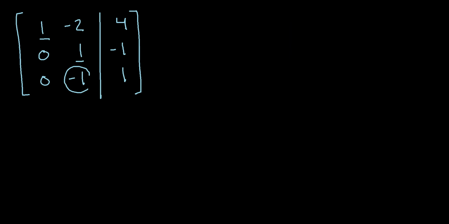So we need to figure out how can we make this -1 equal to 0. Well, notice that we could just do -1 plus 1, or in other words, row 3 plus row 2 to convert this to 0. So we'll say the new row 3 is going to become row 3 plus row 2.